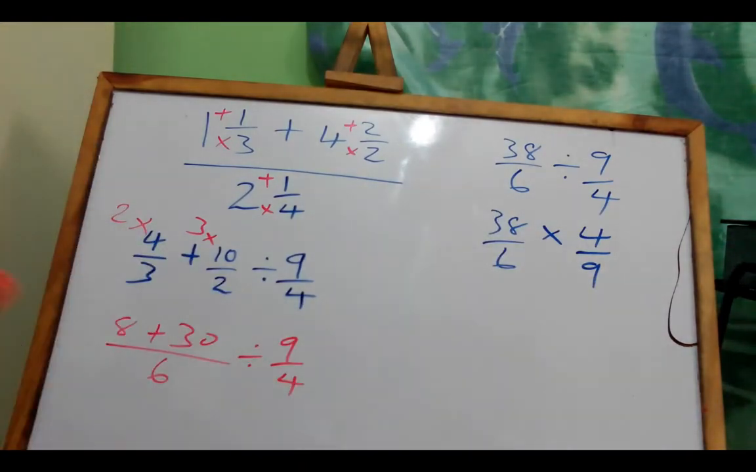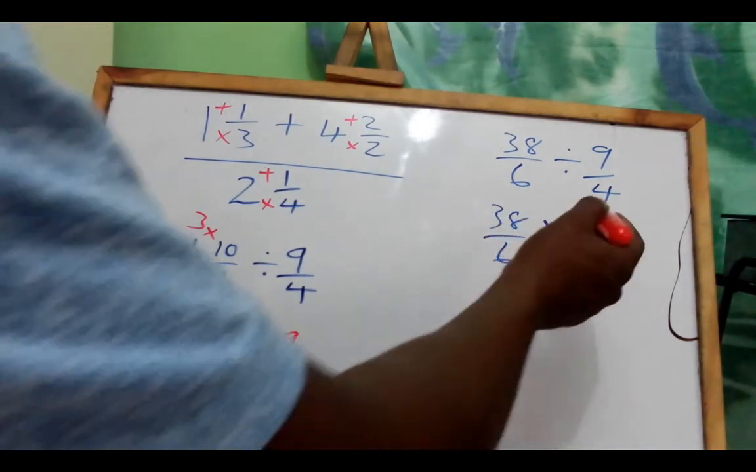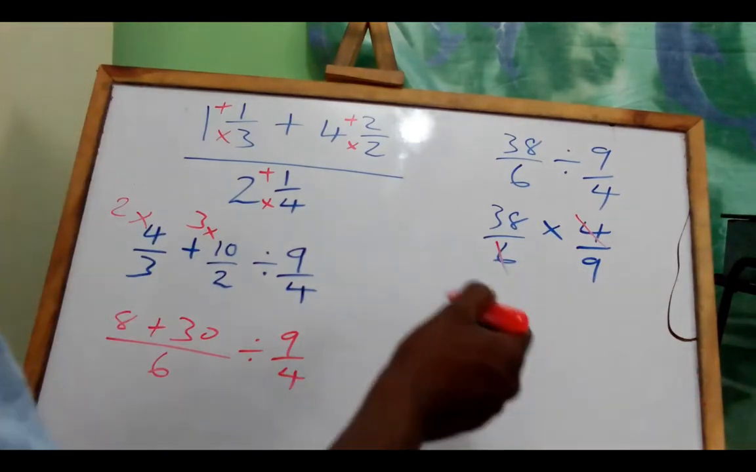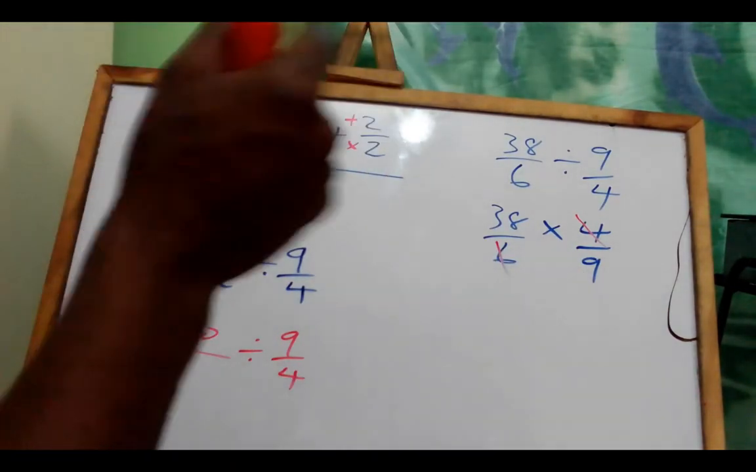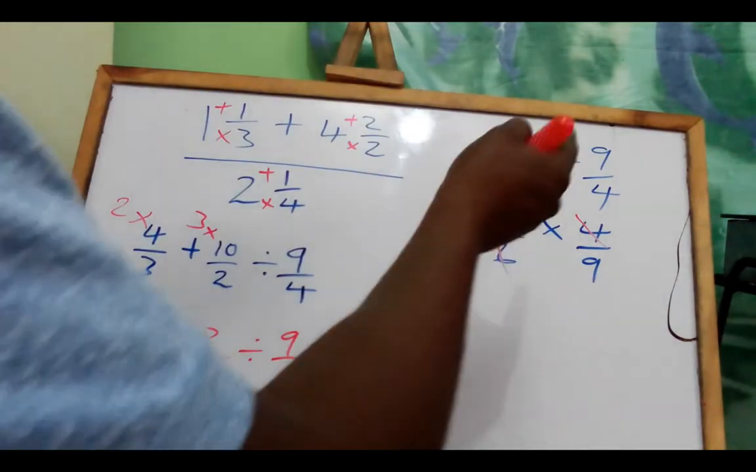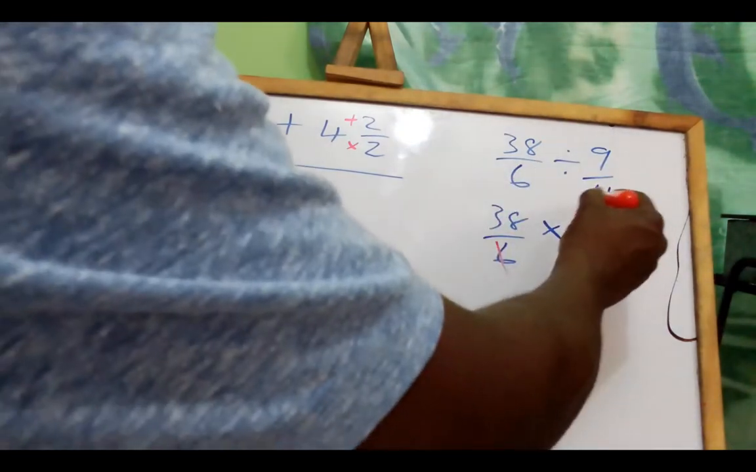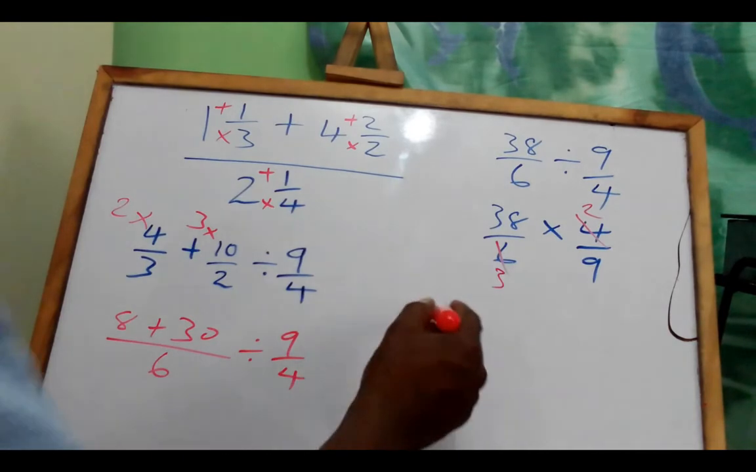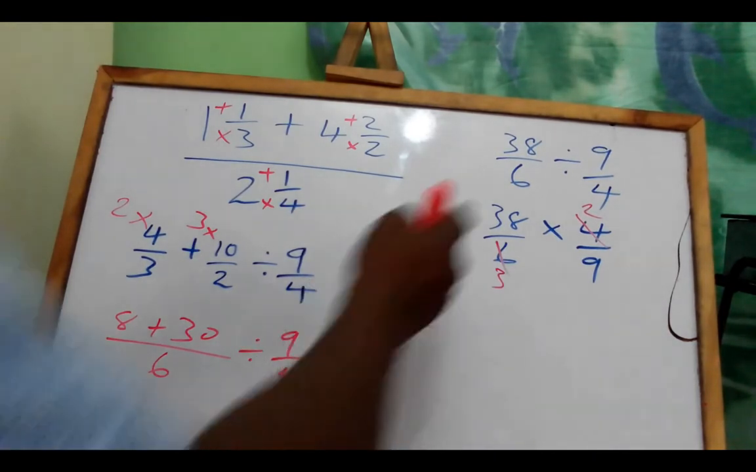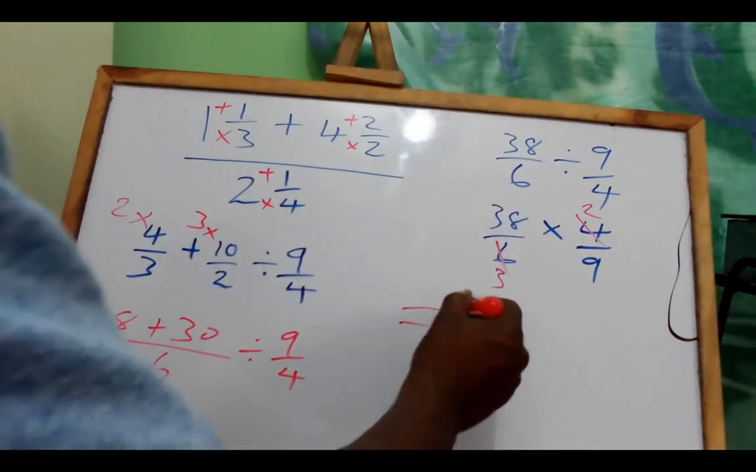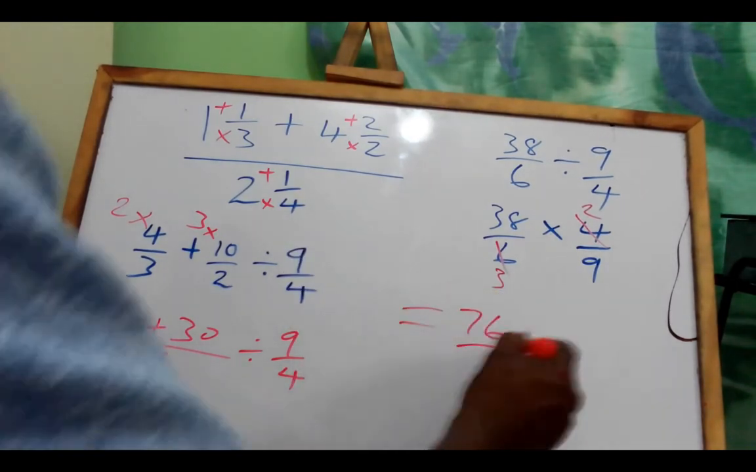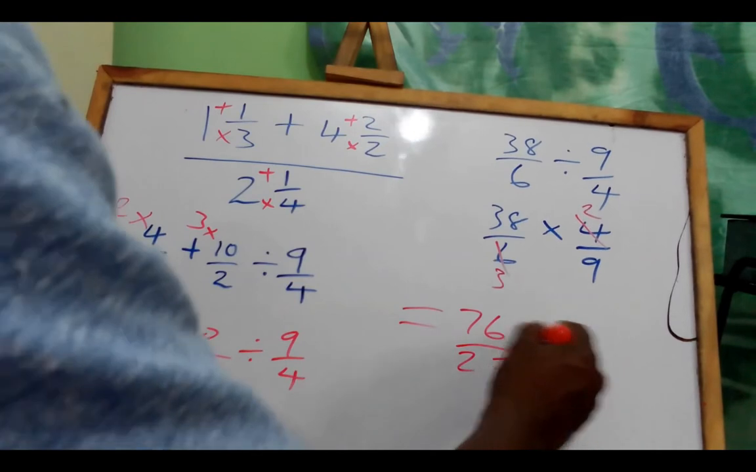So what can we break down here? We can break down the 4 and the 6. So we can use 2 to break down these two numbers. So 2 into 4 goes 2 times, 2 into 6 goes 3 times. Then we multiply across. 2 times 38 is 76. 3 times 9 is 27.